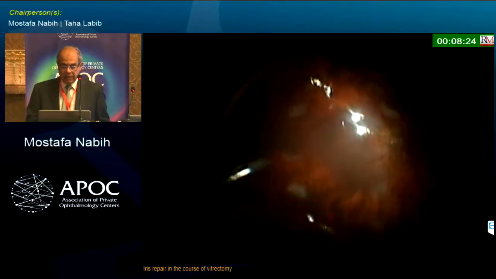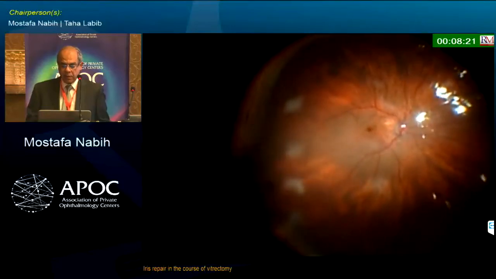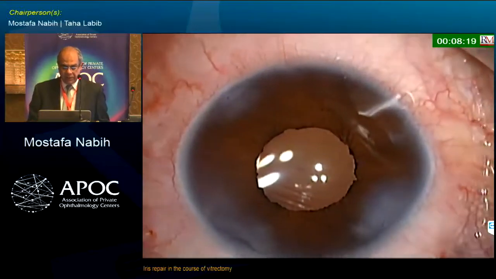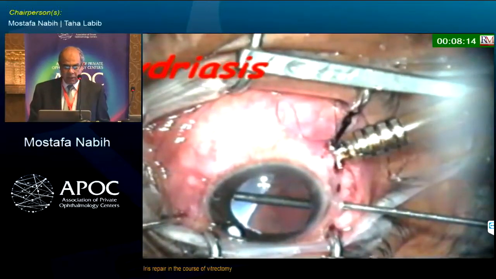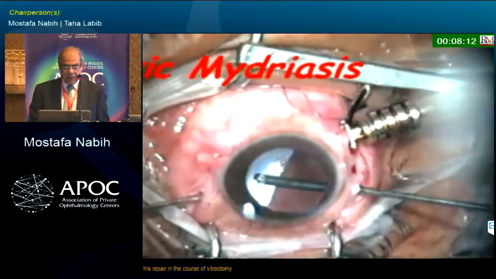Now we have reached the time when both anterior segment and posterior segment are fixed. The pupil is adequately dilated to allow for fundus examination. This is enough for this case.